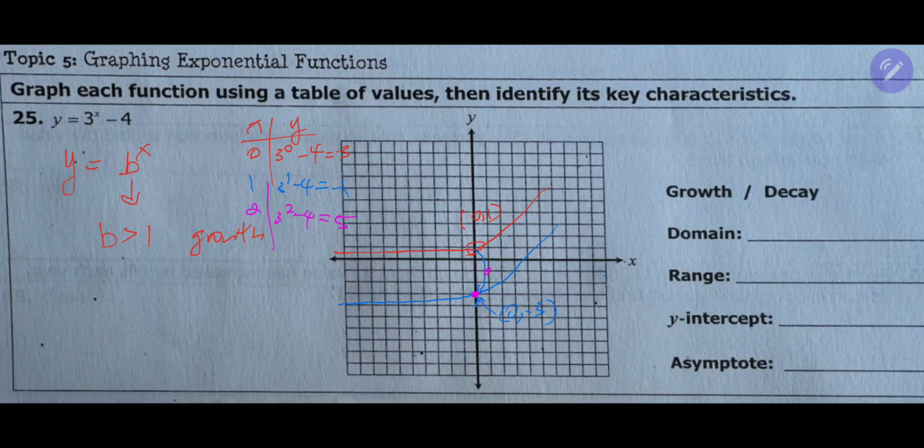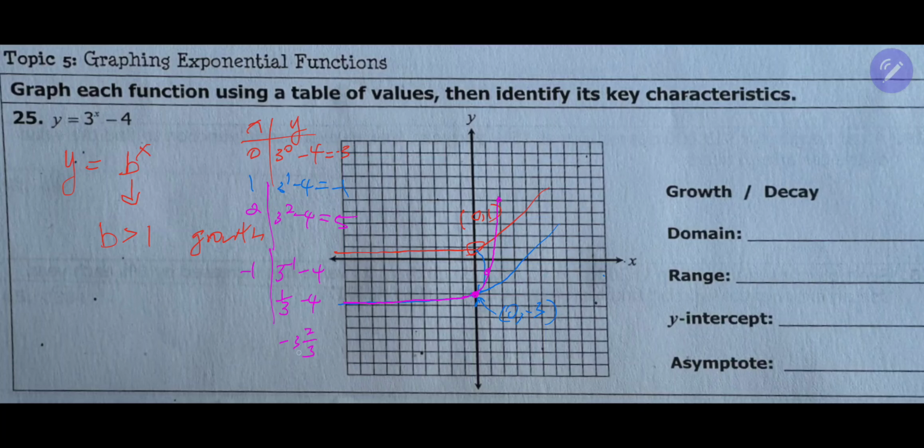2, comma 5, 1, 2, 3, 4, 5. Yeah. And then if I go backwards, right, if I plug in a negative 1, I get 3 to the negative 1 minus 4. Remember, 3 to the negative 1 is 1 over 3. 1 over 3 minus 4, this is negative 3 and 2/3. Right, so it's negative 1, comma negative 3 and 2/3, like right there. Right, so we end up getting a more accurate graph by putting dots.